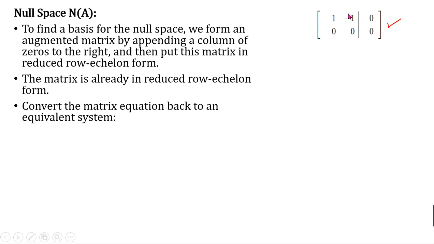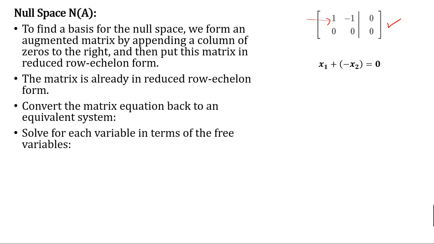From the first row, I can write x1 plus minus x2 equals 0. From the first row, this augmented matrix represents a system. That system is nothing but x1 minus x2 equals 0. This equation is obtained from the first row. Alright, so what about the second row?